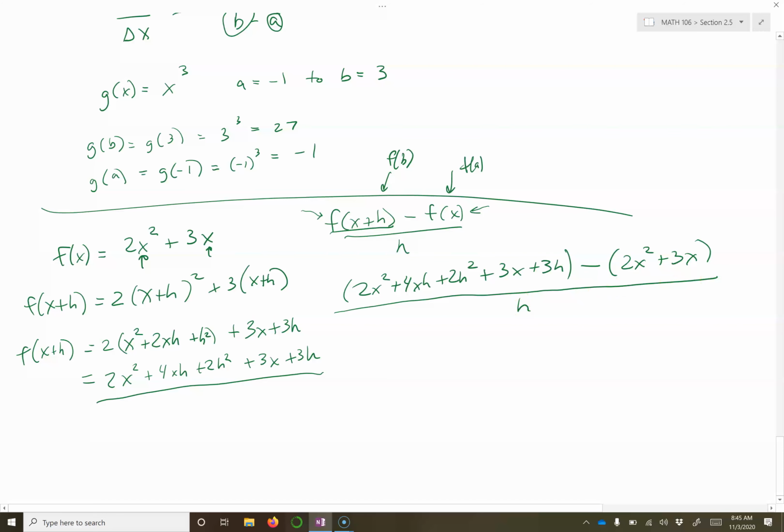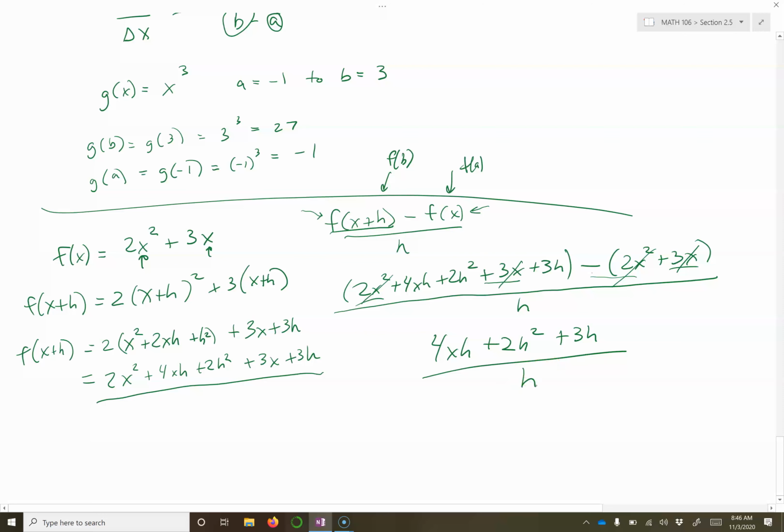Okay, so are there things going to cancel from this equation? Well, do you see how we're going to have negative 2x and then we have a positive 2x? So they're going to cancel to be 0, so we can forget about those. And I think the same thing happens here with 3x, and then this is going to be negative 3x. They're also going to be zeroed out. And here's what we're left with: 4xh plus 2h squared plus 3h all over h.